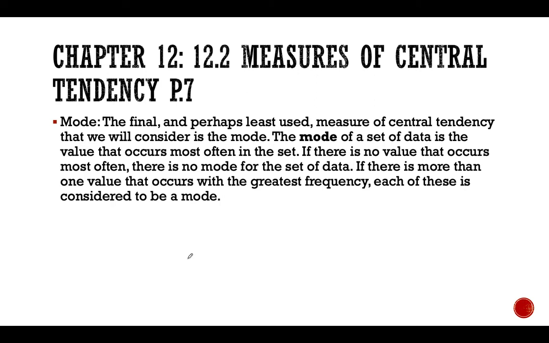The final measure of central tendency is mode. This is the least used of all the measures of central tendency. The mode of a set of data is the value that occurs most often in the set. If there's no value that occurs most often, then there's no mode. If there's more than one that occurs with the greatest frequency, then each of those is considered to be the mode.